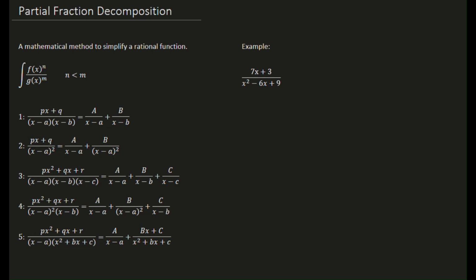An example of the second form for partial fraction decomposition is the equation 7x plus 3 divided by x squared minus 6x plus 9. To get it to look more like the second form, though, we have to factor the denominator. Since this is a quadratic, we'll have two parentheses side by side like this, each with just an x, since the coefficient in front of the x is 1.